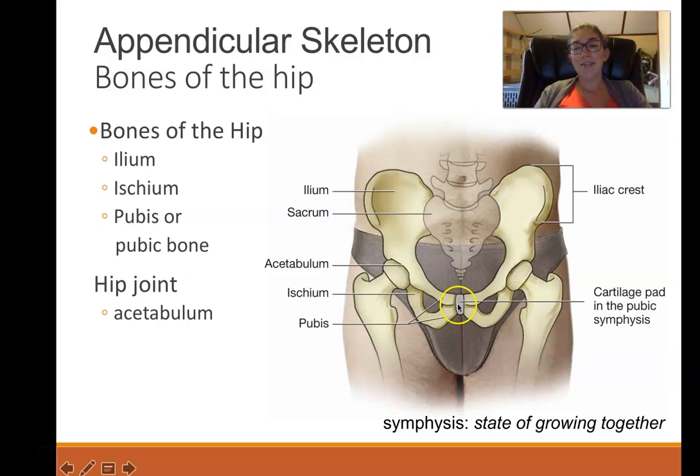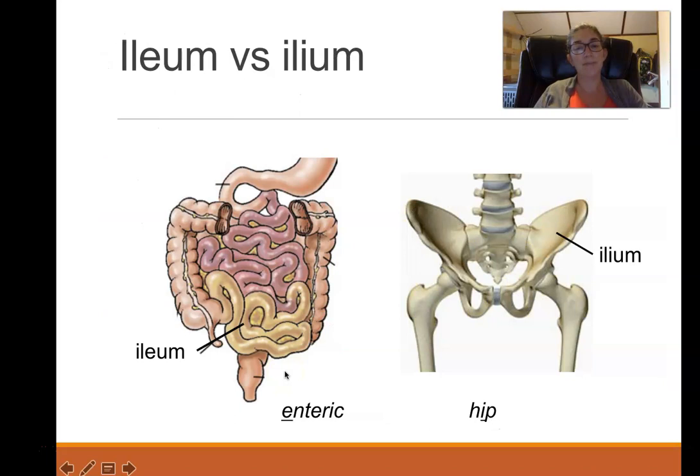And then you can see there's this cartilage pad here in between, connecting the pubis. That joint is important in females during labor and childbirth because it can stretch just a little bit, just enough to let the baby's head through. So females actually have a wider pelvis than males do. I already went through the spelling thing.